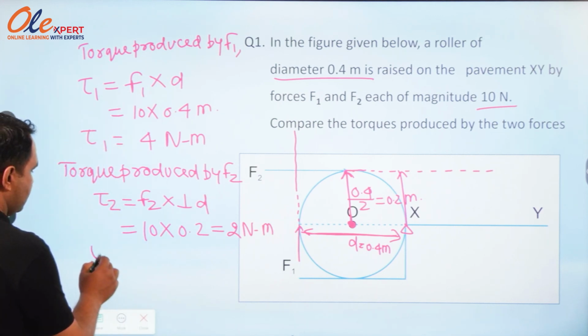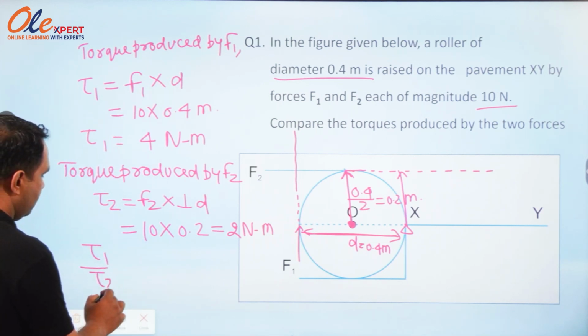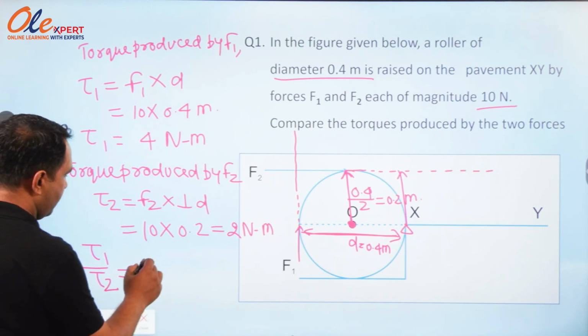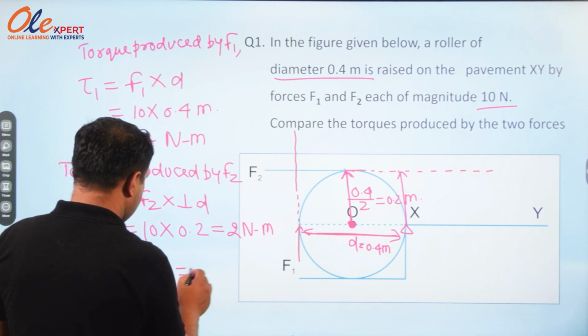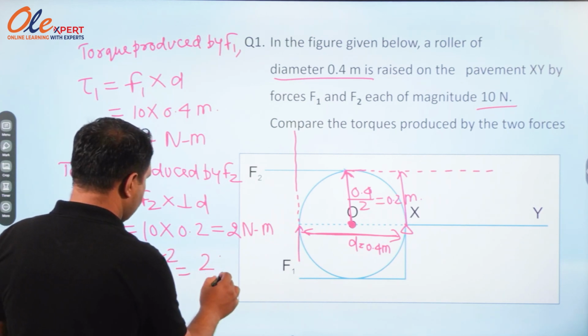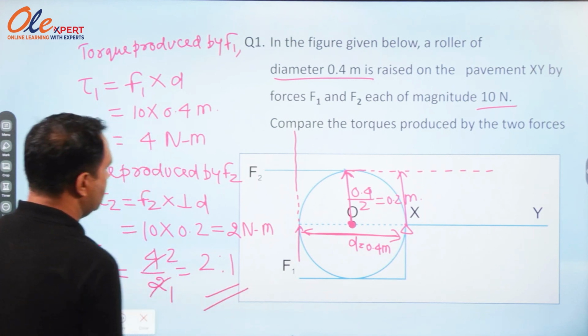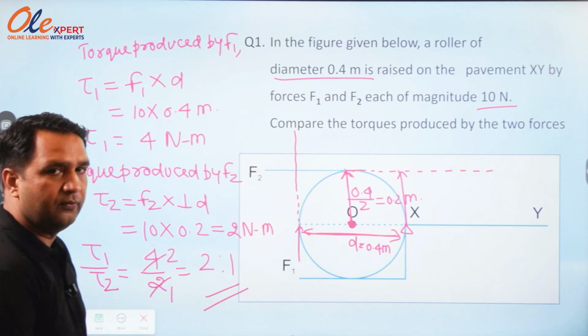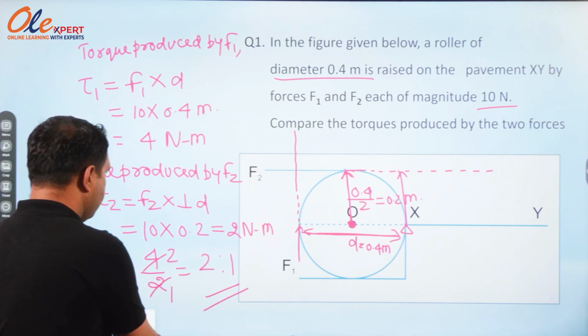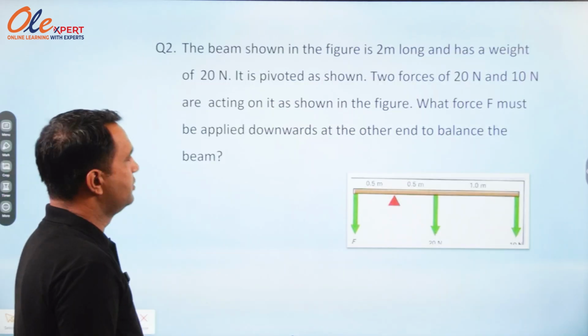Now compare these two. Tau 1 upon tau 2 is equal to 4 by 2, which is equal to 2 ratio 1. So this will be the ratio. Okay, 2 ratio 1. Now the next question. So here is the question.